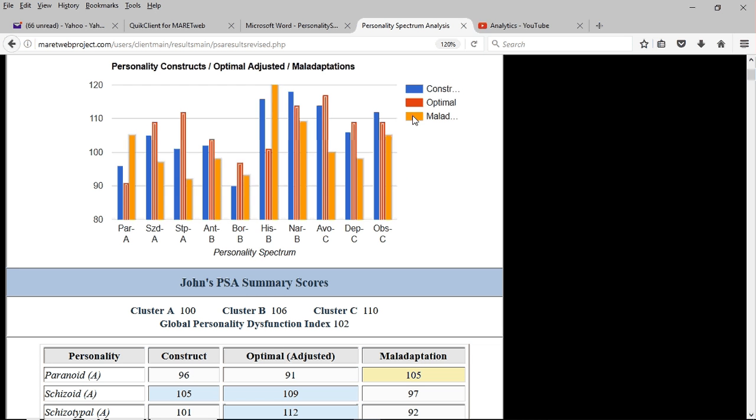there's three scores. Maladaptation, you probably all remember what that is. We'll look at some maladaptive questions here from antisocial in just a minute. Optimal score is exactly what it sounds like. This is the most optimal score that a person can have for that particular personality type. The construct score is probably the hardest one to understand. It's probably the most important one to understand, and really that's the goal here that I have today, to help you understand what a construct score is.